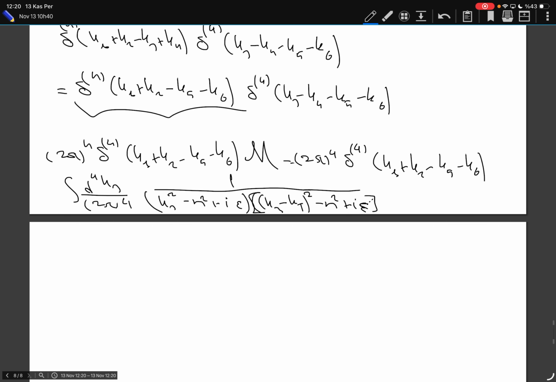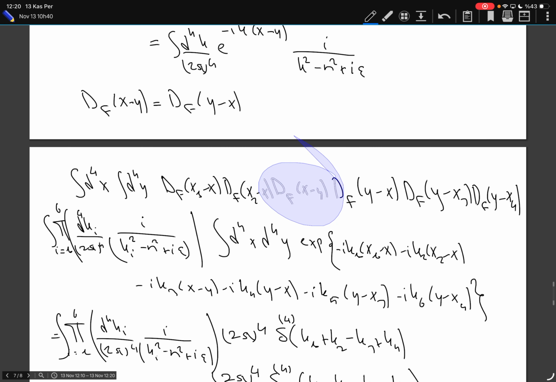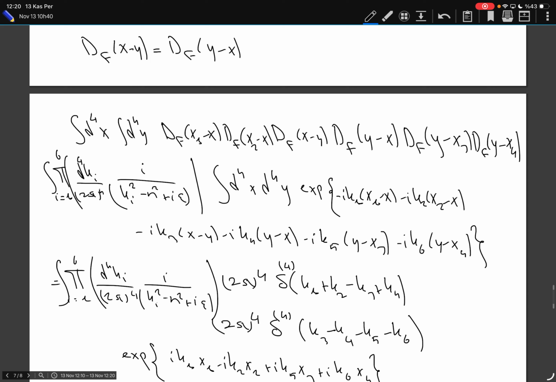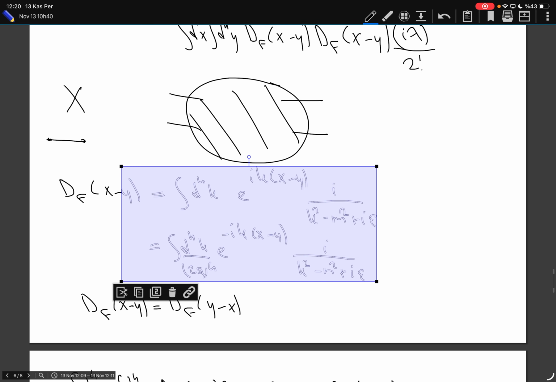Well, how can I interpret this? You see, this was my bubble. What was k3? Well, k3 was the momentum corresponding to one of the Feynman propagators. Let's say this is my k3. Well, I can choose a direction for that k3, but replacing k3 with minus k3 doesn't really change anything. So choosing the direction of this momentum flow is kind of arbitrary.